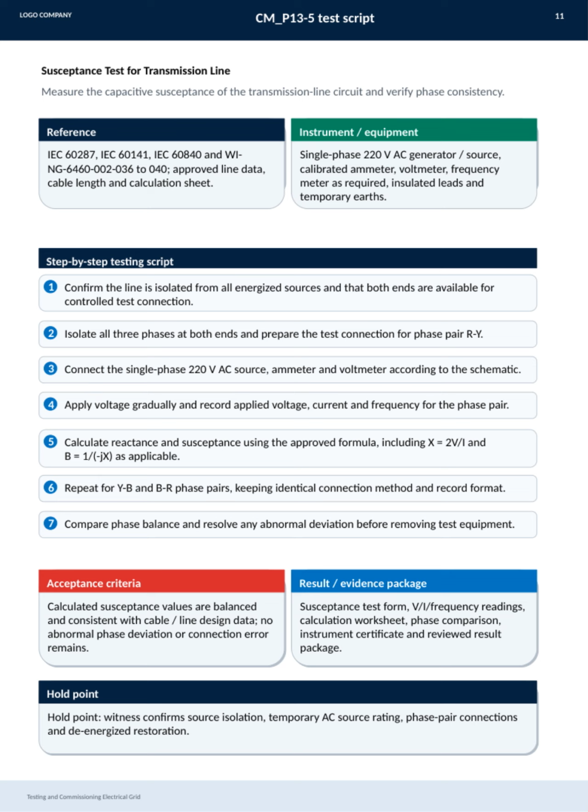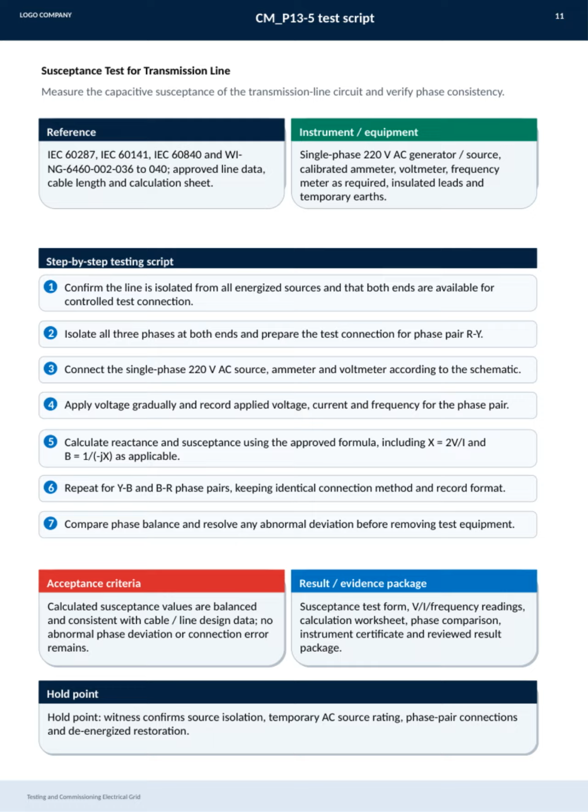The voltage is applied gradually while recording voltage, current, and frequency. From these measurements, we calculate reactance and susceptance using standard formulae. This procedure is repeated for the other phase pairs, maintaining consistent methods and records. The key here is to compare the phase balance and address any abnormal deviations before concluding the test.